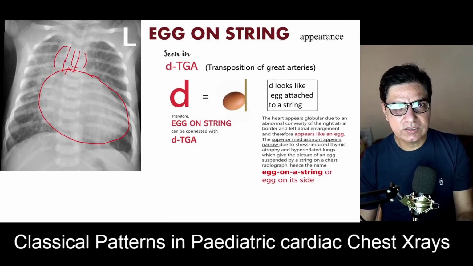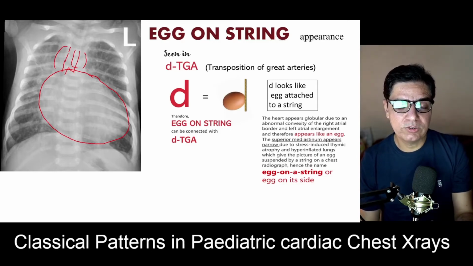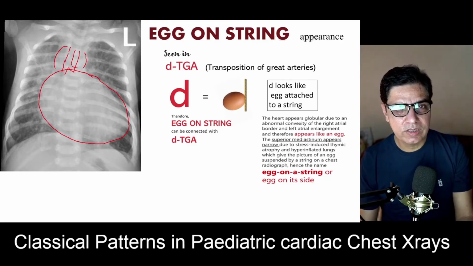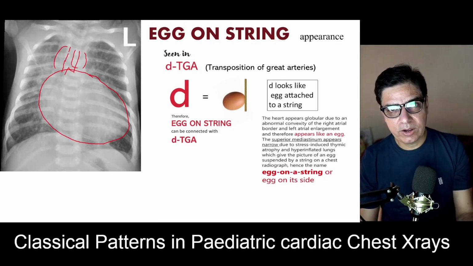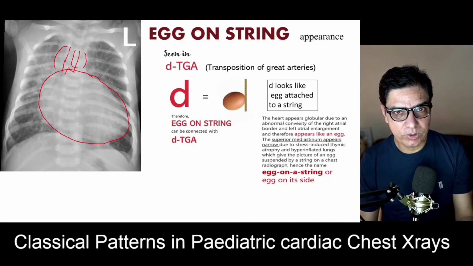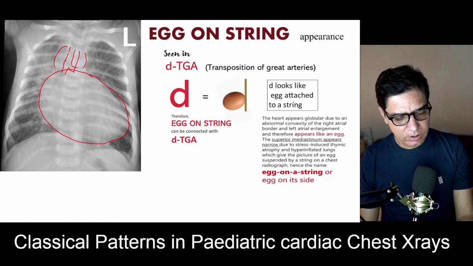But as I said, in some settings, if you don't have cardiac bedside echocardiography, in that case chest X-ray is a good initial test, and it might give you some clues. But even if it is normal, if you're suspecting those things, you have to confirm or refute your findings with an echocardiography. So an egg on a string appearance, and that string is because of the narrow mediastinum with congested or plethoric lung fields, is associated with transposition of the great arteries.